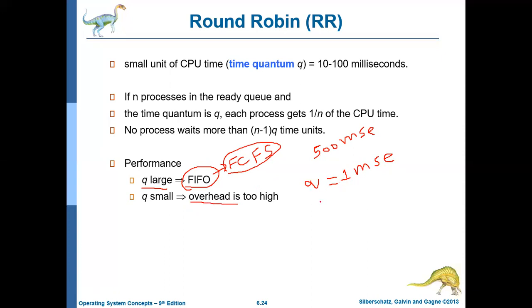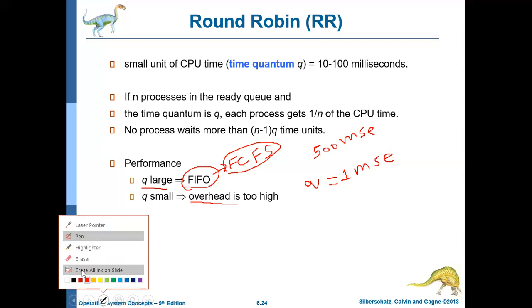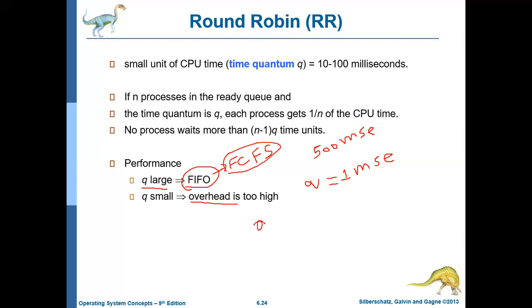If the q value is 1 millisecond, then what will happen? The CPU will execute a process for 1 millisecond, then context switch, take the next job, execute that for 1 millisecond, and again context switch. In that case, the time it spends on context switching will probably become more than the actual processing time or execution time. So these are some of the limitations of the round robin algorithm. We have to identify a good value of q so that the algorithm works in an optimal way.